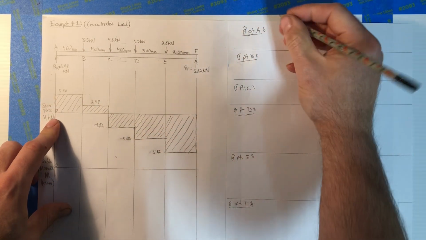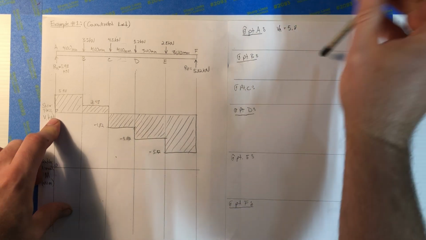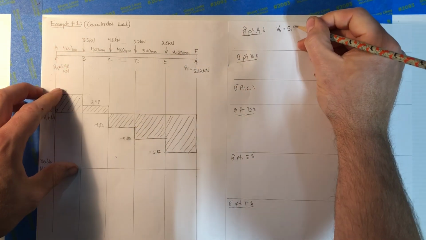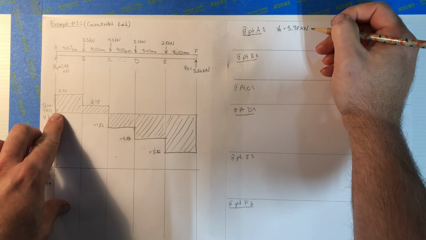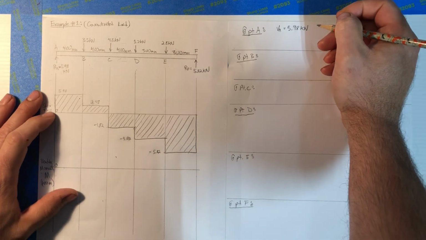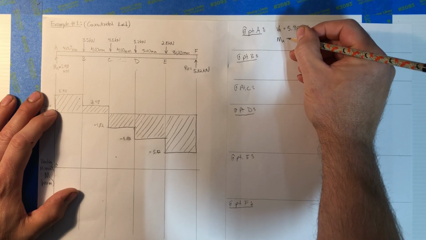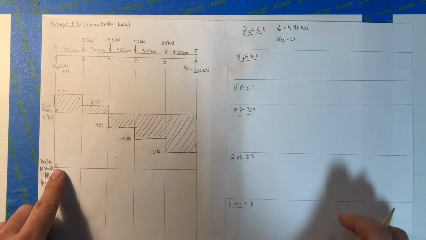What do I know? I know that VA is equal to 5.98 kilonewtons. That's my shear value at A. A simply supported beam, the moment always starts out at 0. So my MA is equal to 0, right? We're going to start right there.